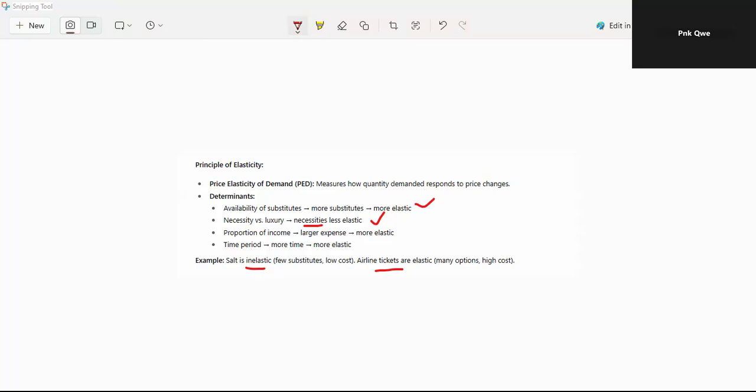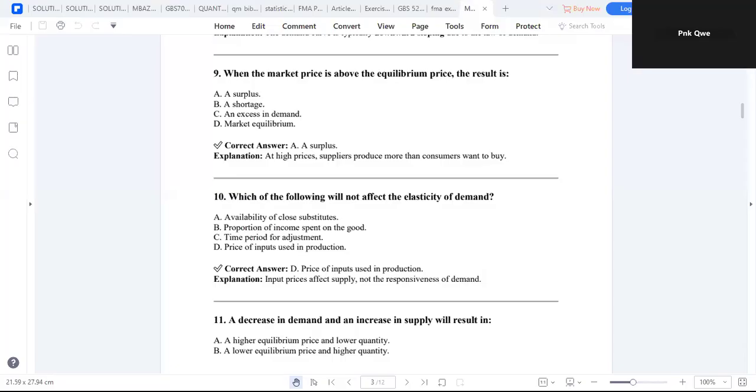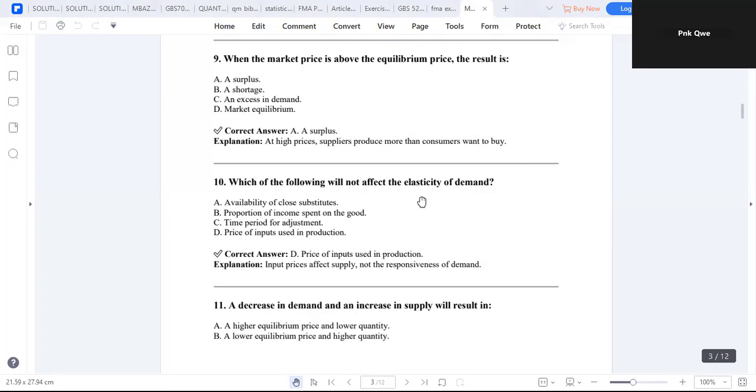So we can proceed. The next question we look at is, here the answer to the following will not affect elasticity: availability of substitute, this one will; proportion of income spent, it will; time period, it will; price of inputs, this one won't. So the answer is D.